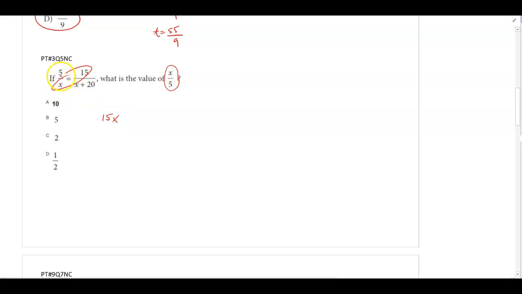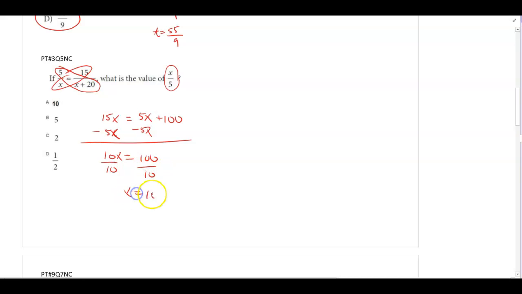15 times x is 15x. 5 times x plus 20. 5 times x is 5x. 5 times 20 is 100. Now when I subtract 5x, I get 10x equals 100. And when I divide by 10, x equals 10.